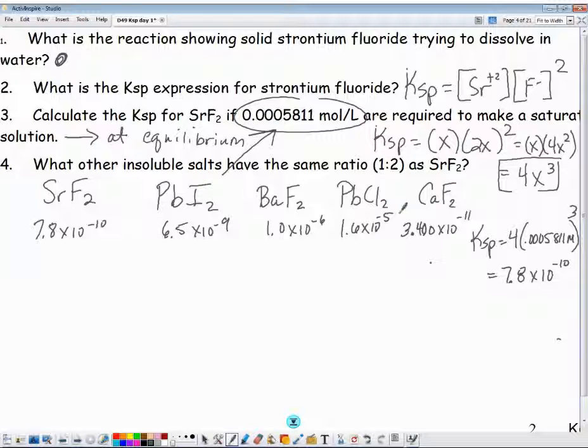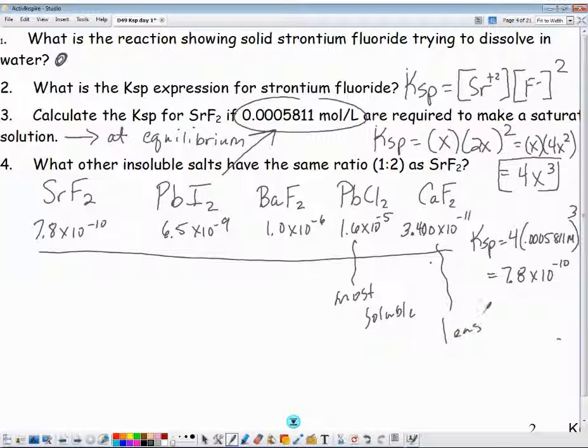All right, Hayden, out of these choices right here, who is most soluble since they have the same mole-to-mole ratio? Lead 2 chloride is the most soluble substance here. We would get the solubility by plugging in 4x cubed, setting it equal to the KSP, and finding x. But that's not what we did in this one. We were given x, all right? And so Jordan, who's least soluble? Calcium fluoride is least soluble.